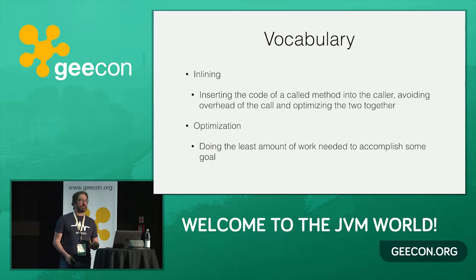And then, of course, optimization. What is optimization? Doing the minimum amount of work to accomplish some goal. This is the highest level definition of it. We basically want to eliminate all the unnecessary overhead, the unnecessary execution, the unnecessary instructions in our code to get to that final product.